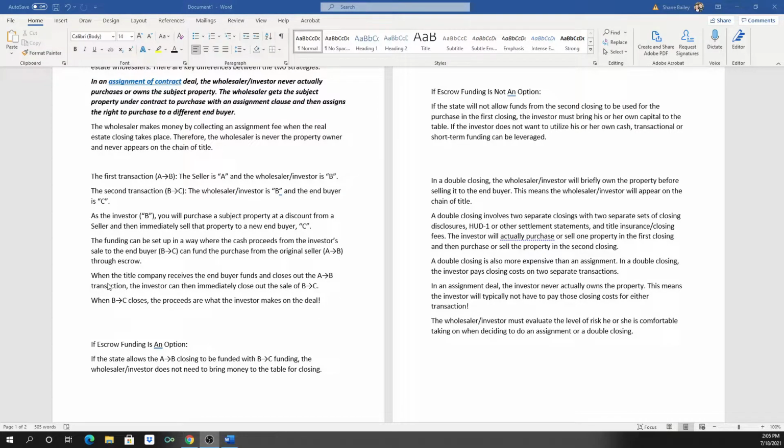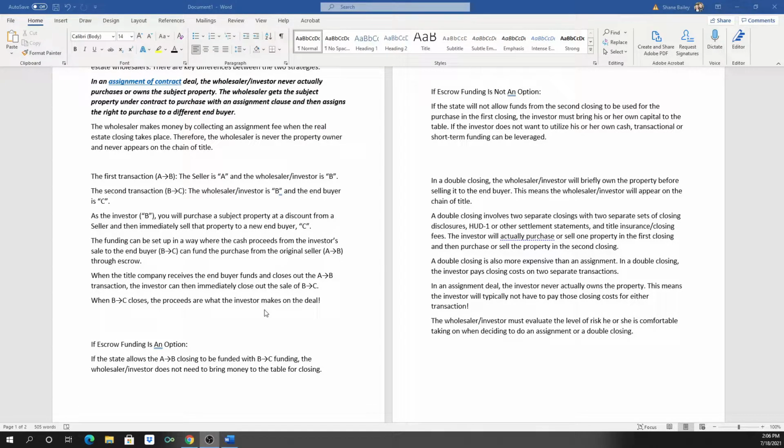Make sure, again, going back and talking to a title company, go talk to those title companies and ask them if they'll be able to do a double closing. Even if it's allowed in your state, not all title companies will actually allow a double closing or would want to do one. So connect with the ones that will, just in case you need it.